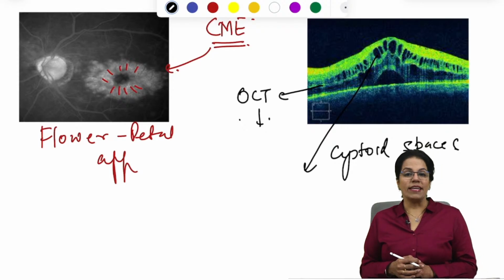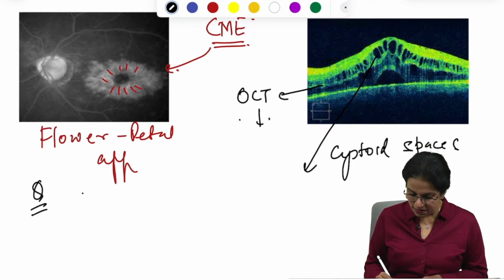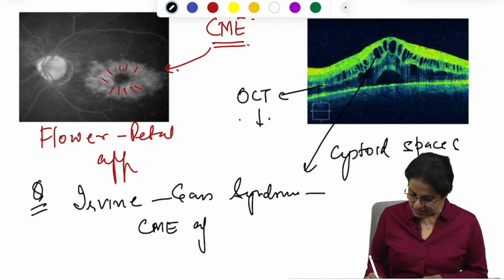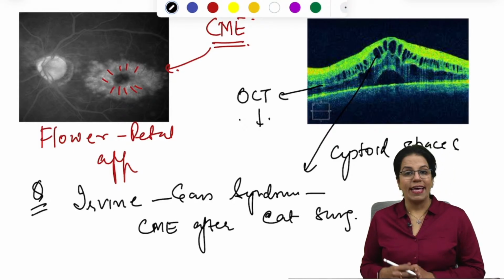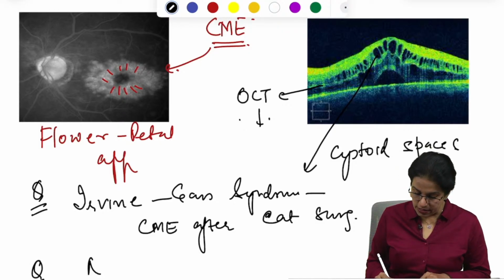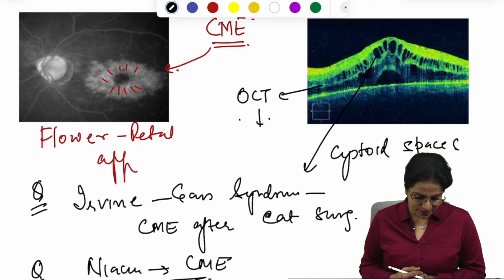Right. Then I think this is also very important, and they have asked this time, Irvine-Gass syndrome. What is Irvine-Gass? Next question. Irvine-Gass syndrome is your CME after cataract surgery. CME after cataract surgery, this is what is called Irvine-Gass syndrome. And of course, one more thing, niacin overdose can also lead to CME. Niacin can lead to CME. These are all important exam questions that you have to keep in mind, right?